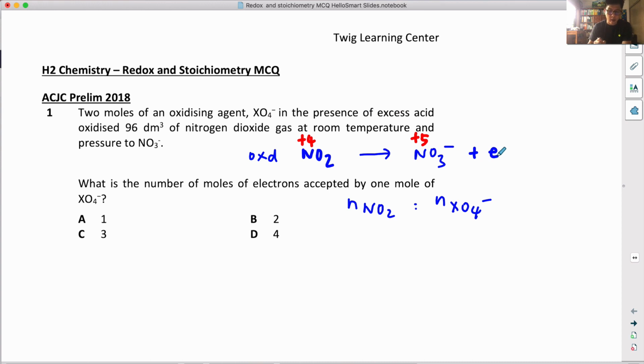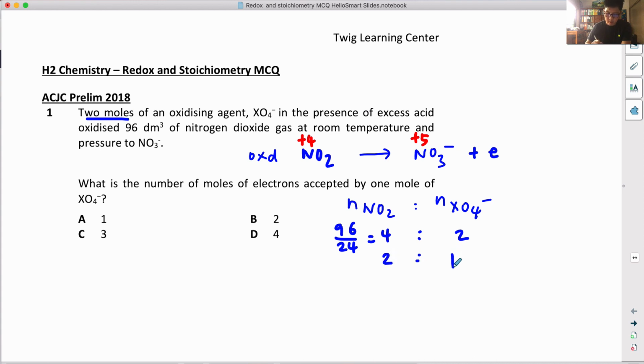So let's calculate the number of moles of NO2 and XO4 minus. This is all done at room temperature and pressure. So it'll be 96 divided by 24, which is equal to 4. What's the number of moles of XO4 minus? 2 moles of XO4 minus, as mentioned over here. So the simplest ratio is 2:1.